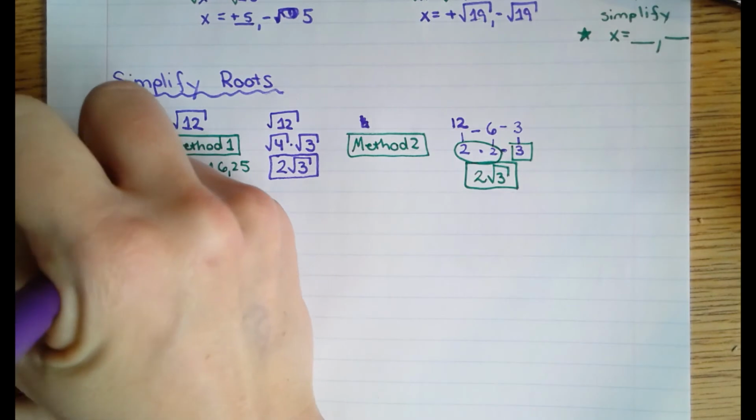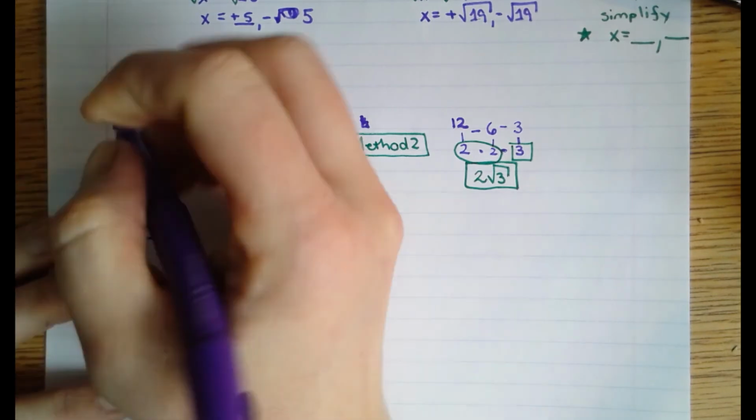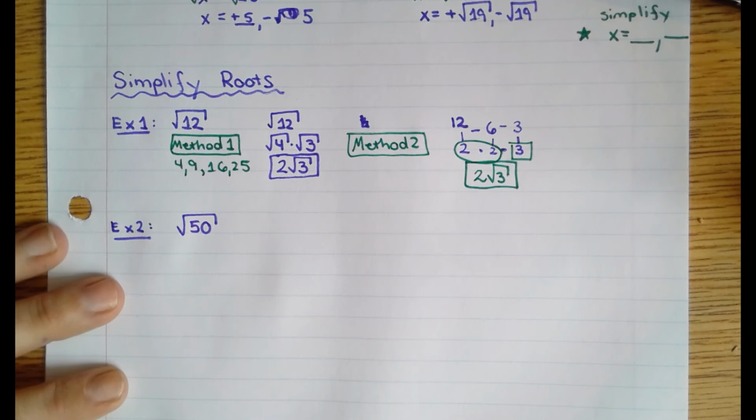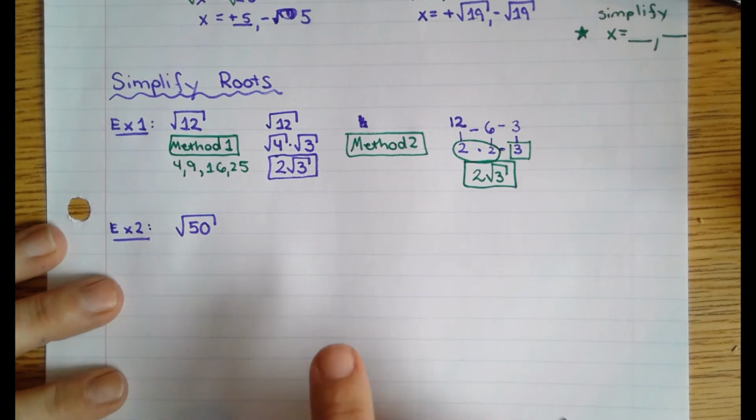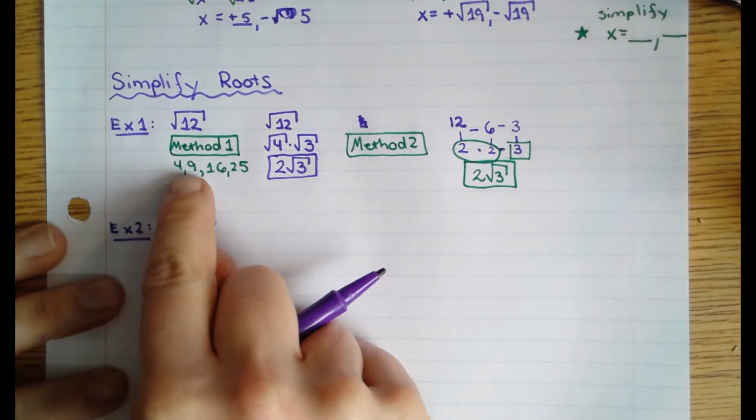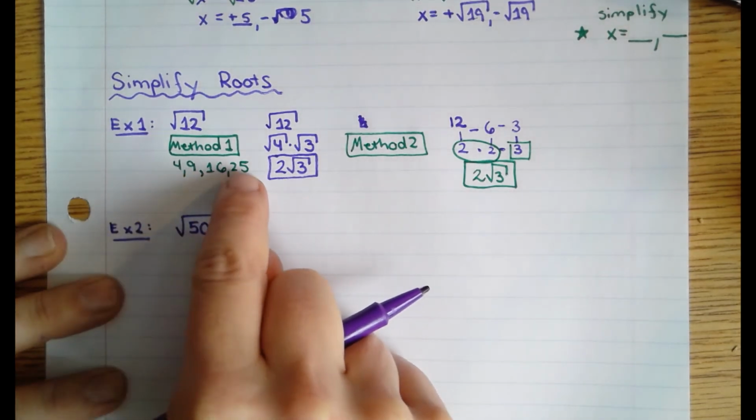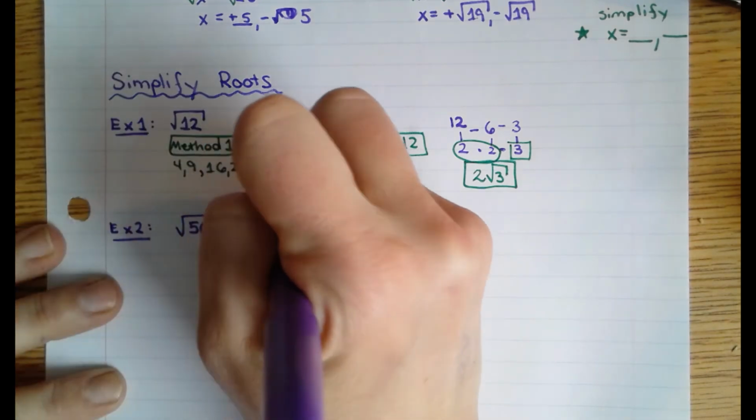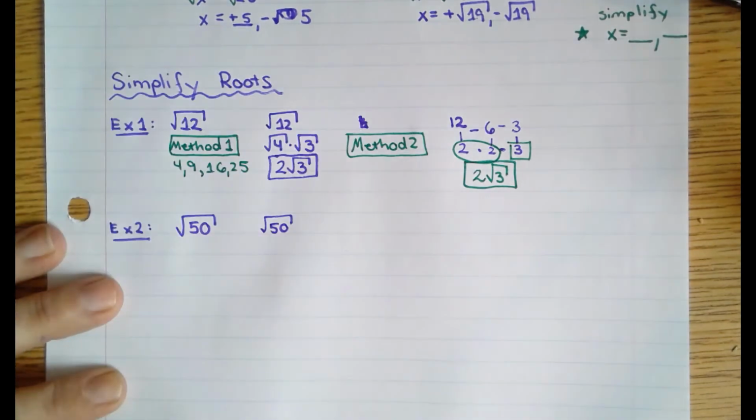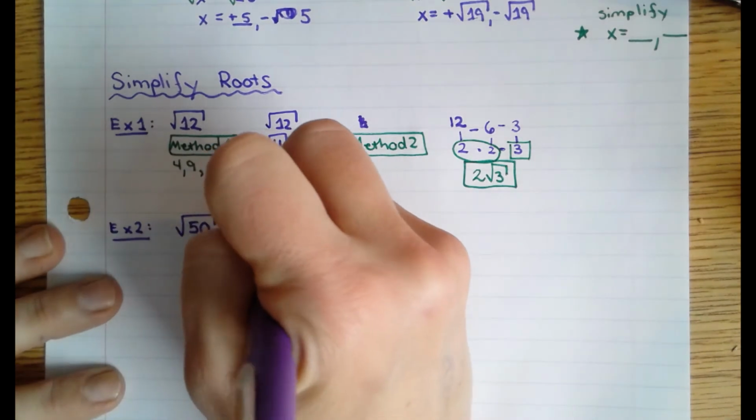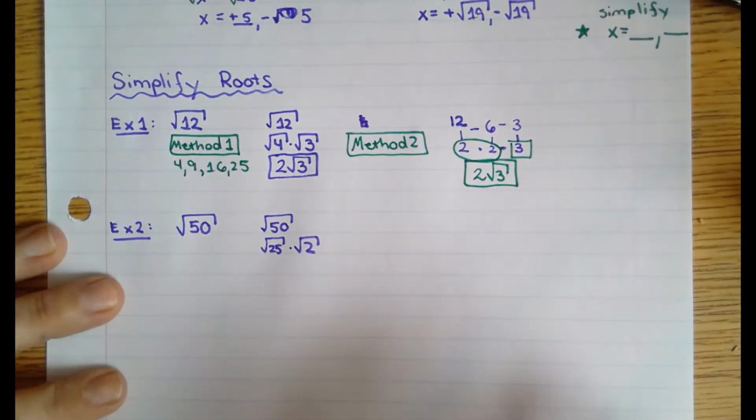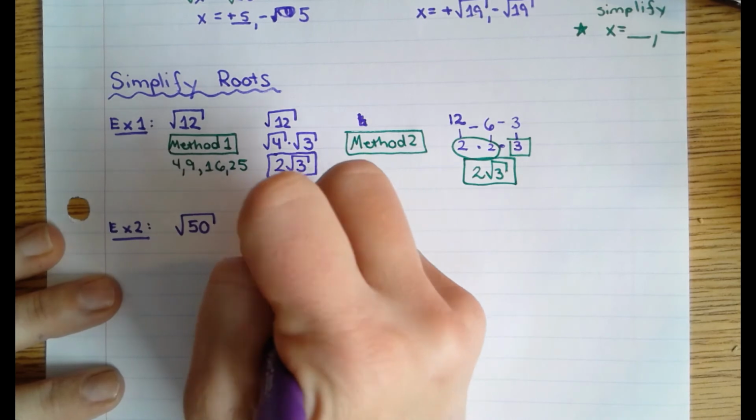Okay, number 2 is the square root of 50. Again by method 1, which of these numbers go into 50? And I'm seeing 25. By this method I'm going to rewrite it again just so it's underneath the old one. And we have 25 times 2. So we bring out 5 and we leave in 2.